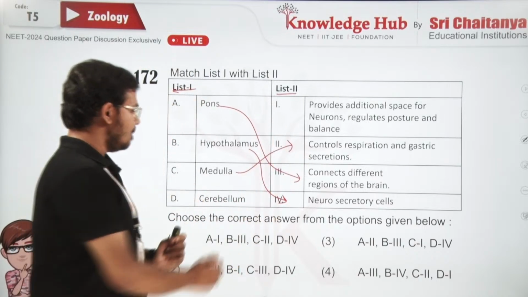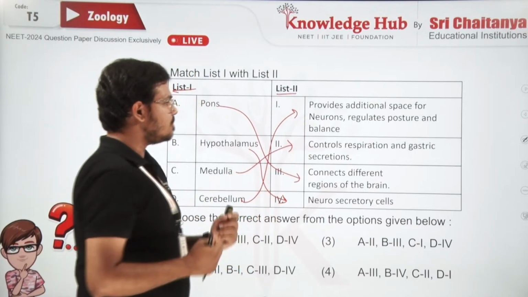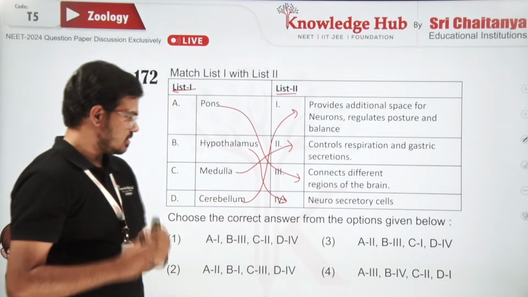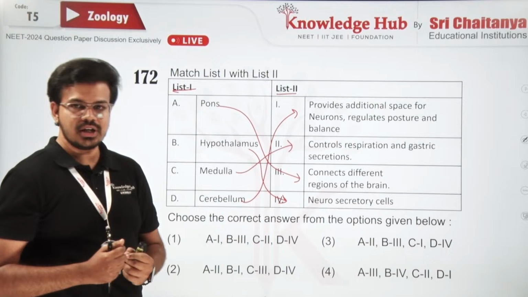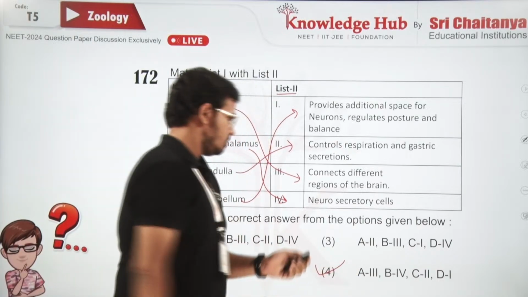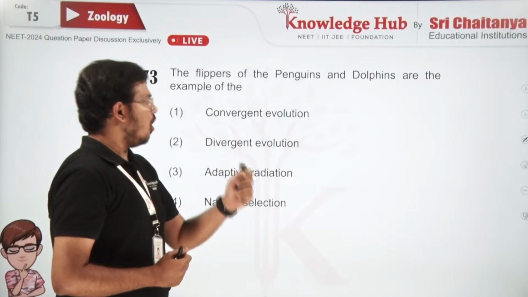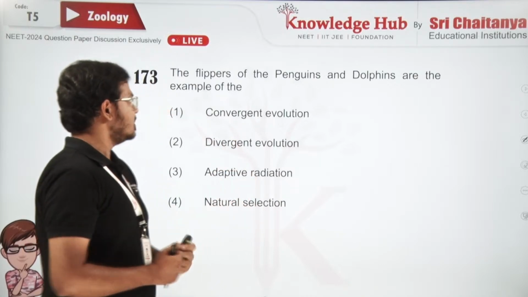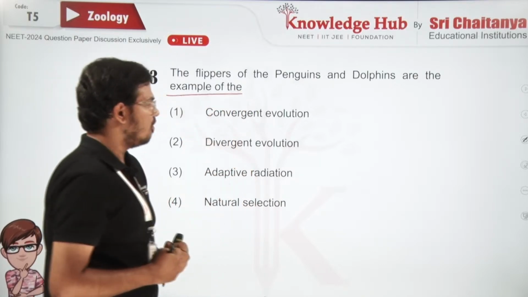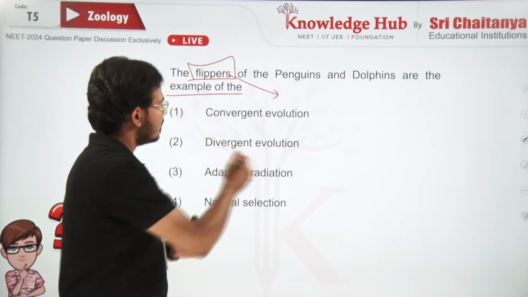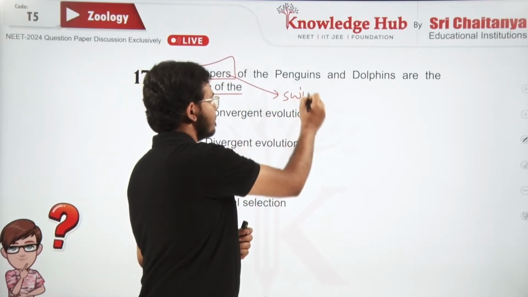Next, cerebellum. It provides additional space for neurons and it regulates the posture and balance. So, what is the correct option over here? Option number 4. Moving on to the next question. Flippers of the penguins and dolphins are the example of. So, the flippers of dolphin and penguins here are used for swimming.